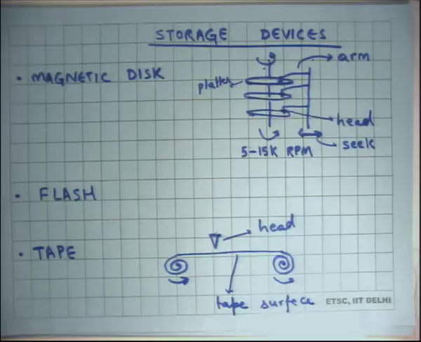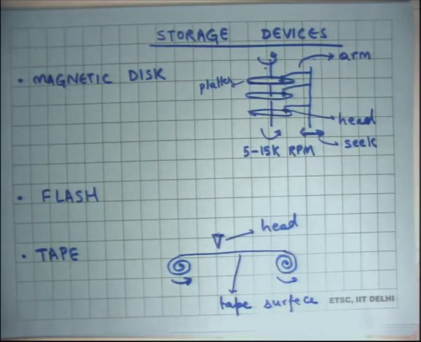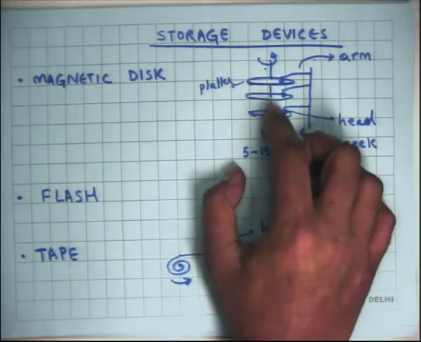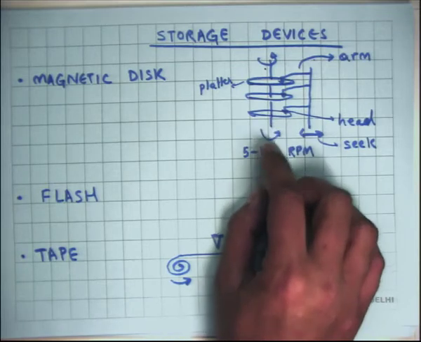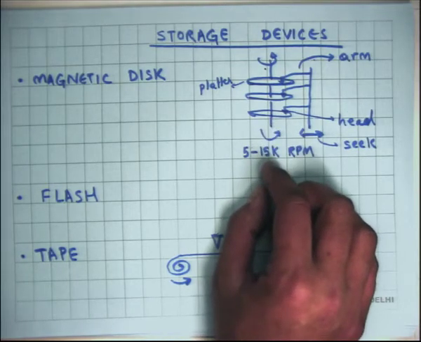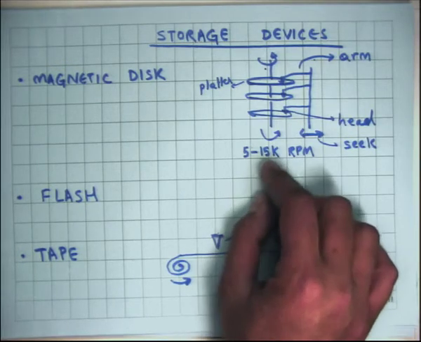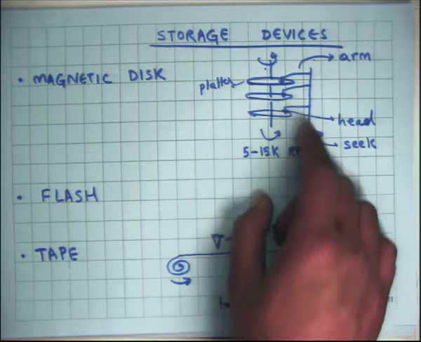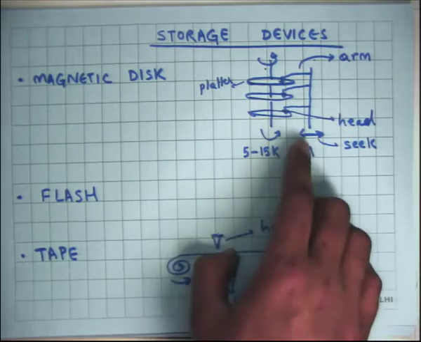Right. So let's look at the storage devices. Predominantly there are three types of storage devices. In fact, the magnetic disk is by far the most popular storage device, and we have already seen it. It basically has platters on a spindle, and the spindle rotates at some speed, typically 5 to 15,000 RPM. There's an actuator arm which has multiple heads that are reading the data off the platters.